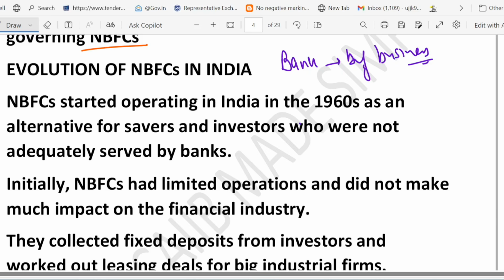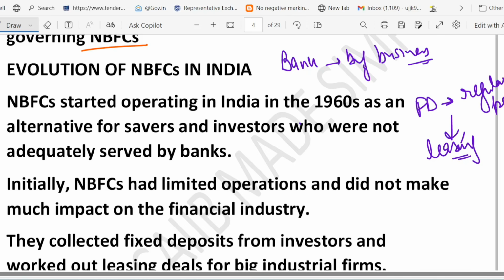So what NBFCs did was collect FDs from regular people. Okay, and then act as mini banks. And then provide leasing service. Yes, they were engaged in leasing service, providing machine renting. Whenever I say leasing, it means renting equipment, renting a machine to the company.